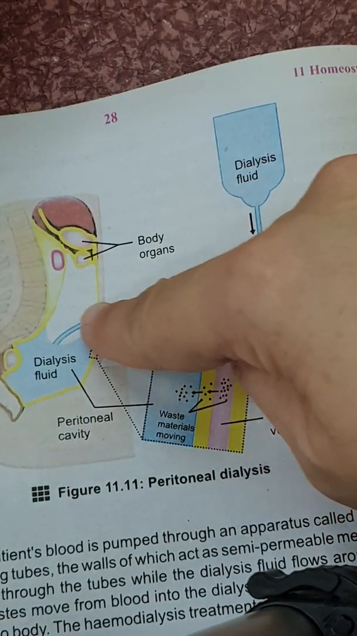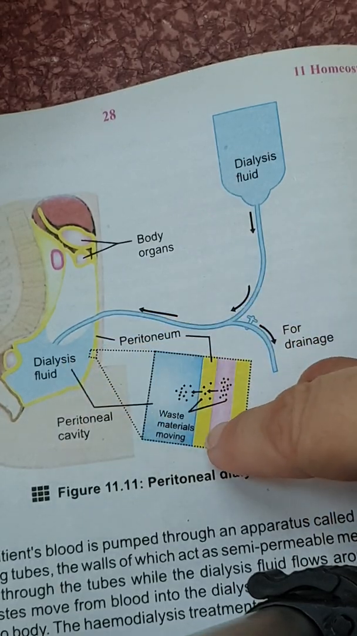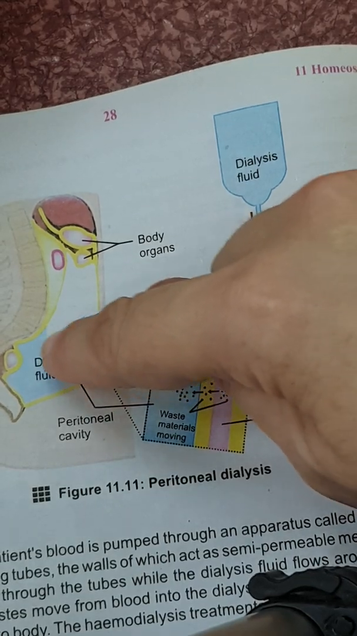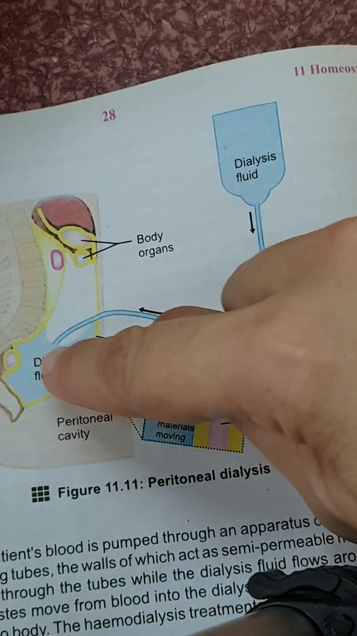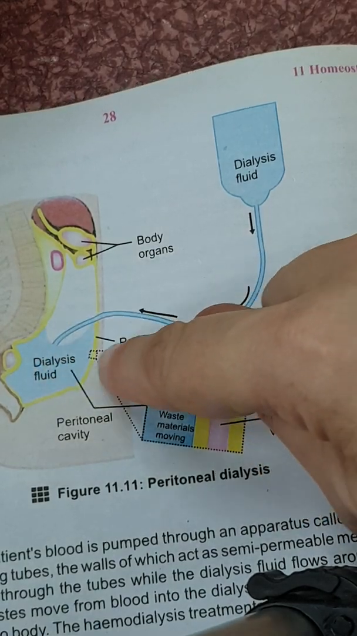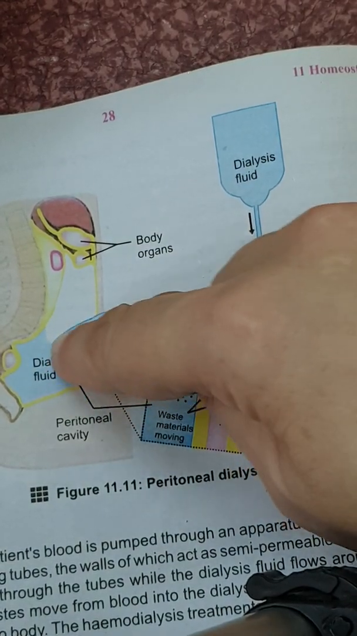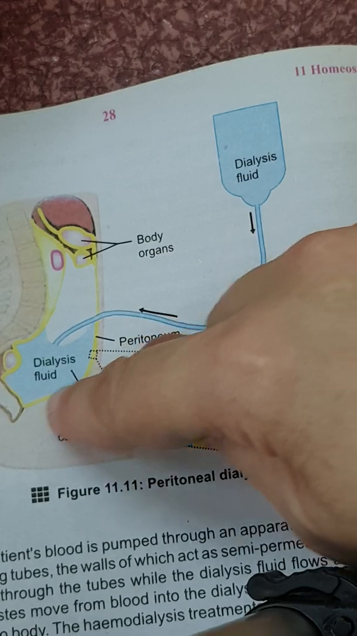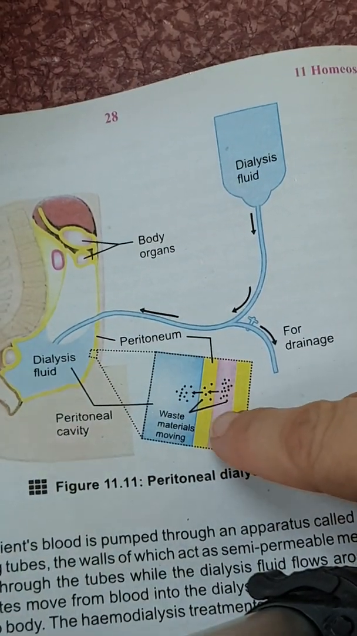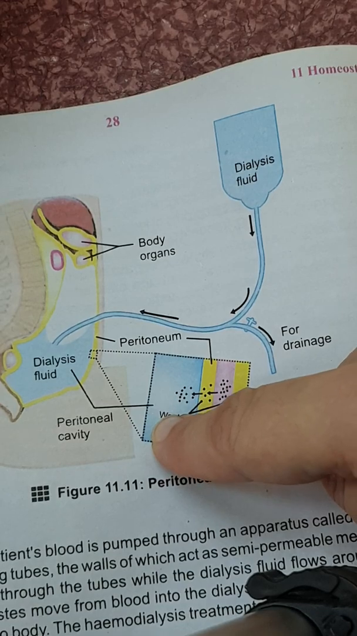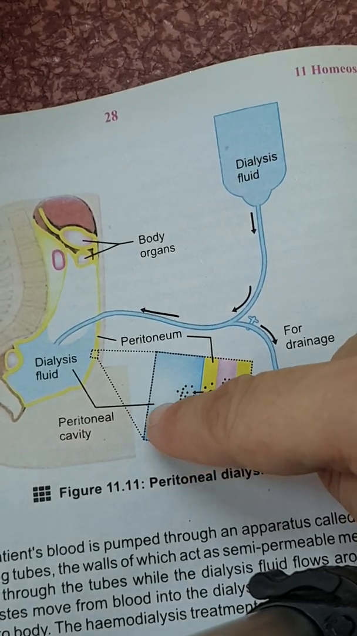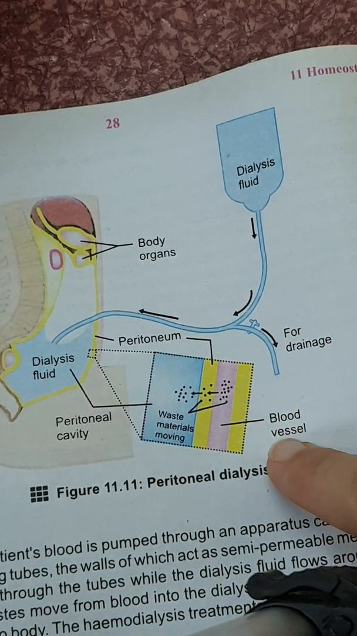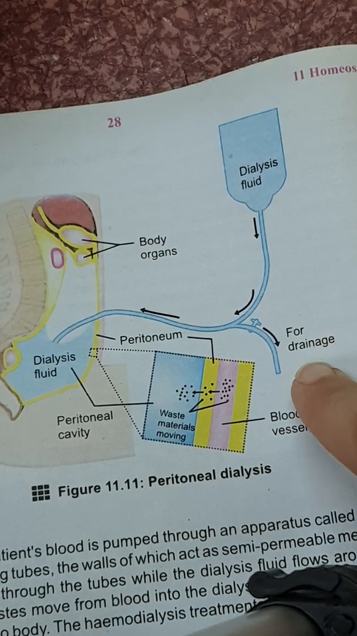When the fluid is inserted in this cavity, the waste material comes into the fluid from the membrane, toward this dialysis fluid. All the waste material starts going, some because of active transport and some with passive transport. The waste material moves from the membrane toward the dialysis fluid, and after a specific duration this fluid is then drawn from the inside of the human toward the outside.